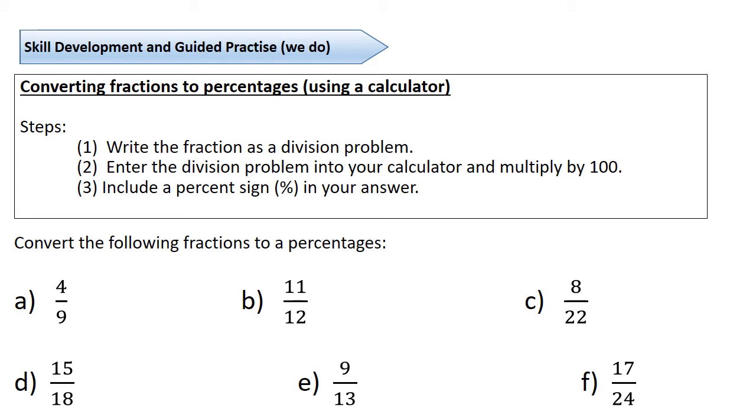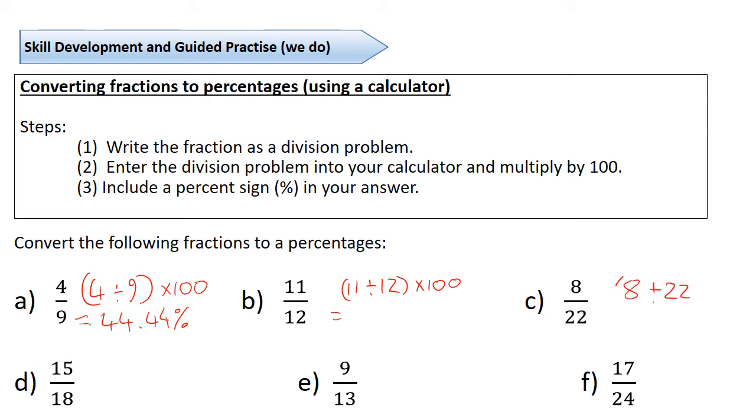Right, same rules as before. Write down as a division, so 4 divided by 9 and times it by 100. If you put that into your calculator you should get 44.44, and then put your percent sign on the end. Same thing with each one. 11 divided by 12 times 100. 8 divided by 22 times 100.